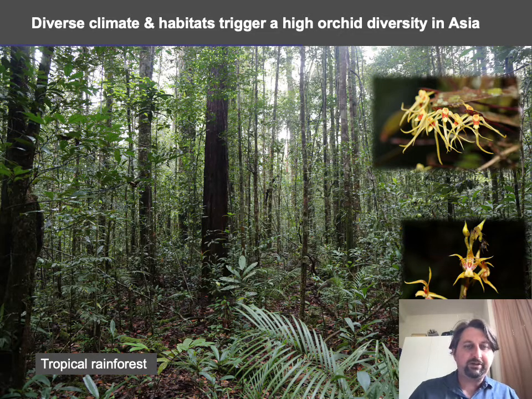But the lower main trunks usually do not have too many orchids. But in the crowns of the trees, higher up, there are epiphytes, but it's not as diverse as other orchid habitats. But still a certain high number is found in tropical rainforest.